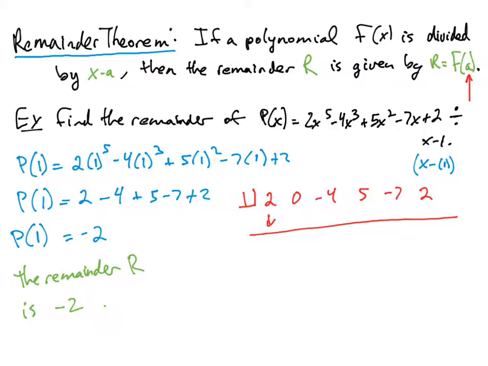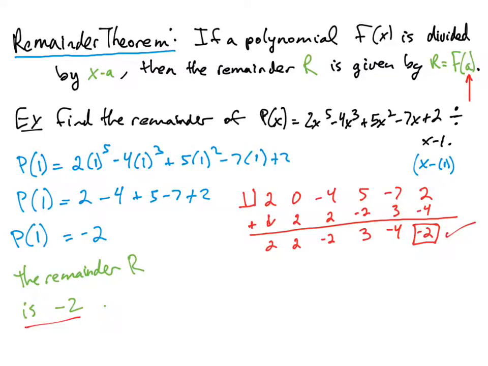And let's divide here. So bring down the 2. 2 times 1 is 2, plus 0 is 2. 2 times 1 is 2, plus negative 4 is negative 2. Negative 2 times 1 is negative 2, plus 5 is 3. 3 times 1 is 3, plus negative 7 is negative 4. Negative 4 times 1 is negative 4, and we get negative 2. And that is our remainder. So that matches with what we found over here.